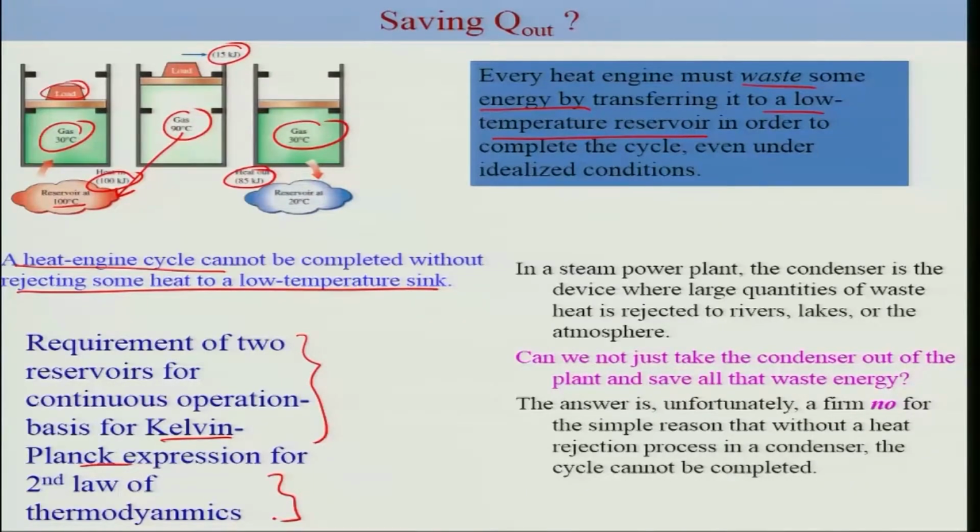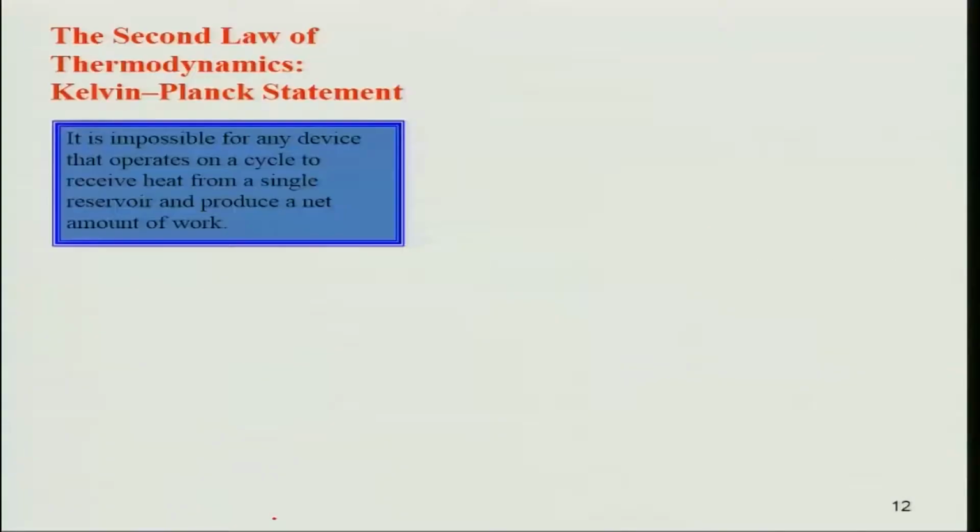So in other words, what we are stating is that for a cycle you must have two reservoirs, one at high temperature and the other at low temperature for a cyclic device. This is very well defined in a statement by Kelvin-Planck, which we call the Kelvin-Planck statement of the second law of thermodynamics. It says that it is impossible for any device that operates on a cycle to receive heat from a single reservoir and produce a net amount of work.